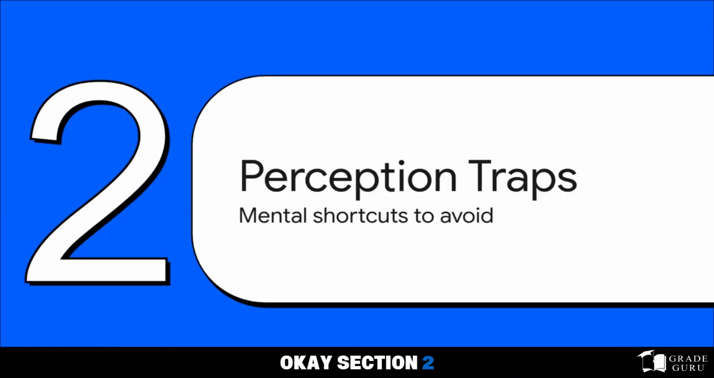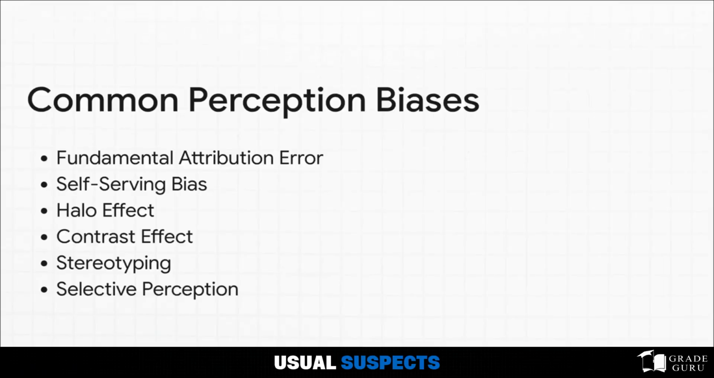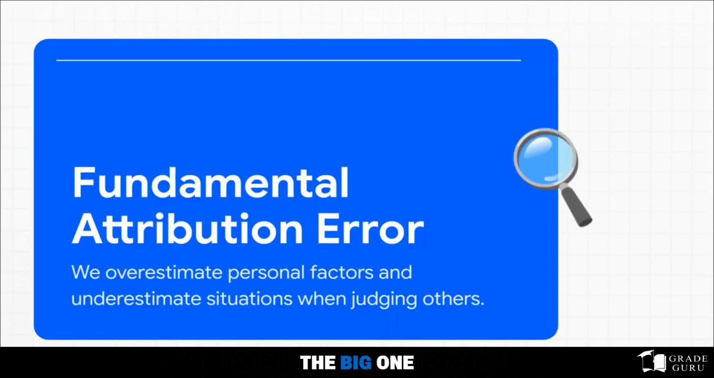Okay, section 2, common perception traps. Now that we know how perception works, let's talk about the shortcuts that get us in trouble. These are the common errors that can lead you astray, and trust me, they are always on the exam. Here is the lineup of the usual suspects. You've got the fundamental attribution error, self-serving bias, the halo effect, the list goes on. You need to know these exist, but we're going to zoom in on a couple of the biggest troublemakers right now. First up, the big one, the fundamental attribution error.